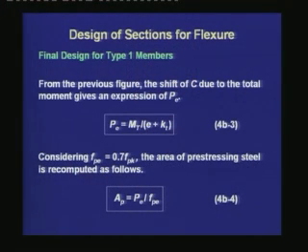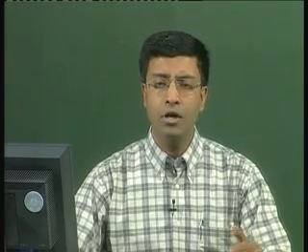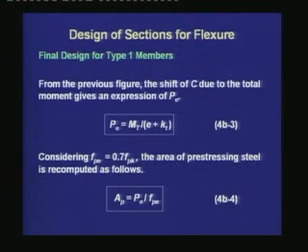From this previous figure, the shift of C due to the total moment gives an expression for PE. At this stage, we are recomputing PE based on the maximum shift that we can have of the compressive force. This also gives an economical section, because if we have the maximum shift, then we have the lowest value of the prestressing force. PE is equal to the total moment divided by E plus kT.